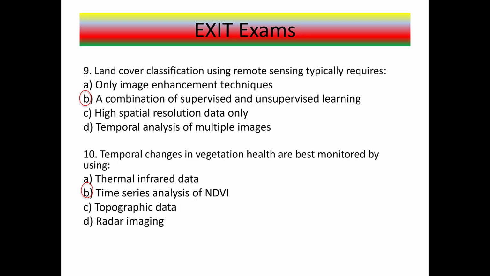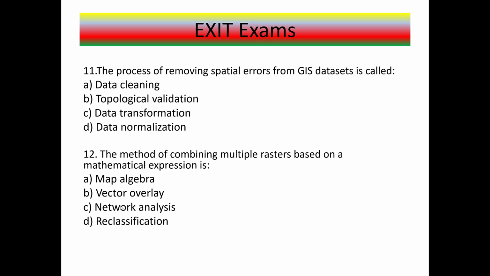Within different time intervals, we are going to analyze normalized difference vegetation indexes. Okay. Question 11. The process of removing spatial errors from a GIS dataset is called data cleaning, topological validation, data transformation, data harmonization. So the correct answer is topological validation. This topological validation is removing spatial errors from GIS datasets.